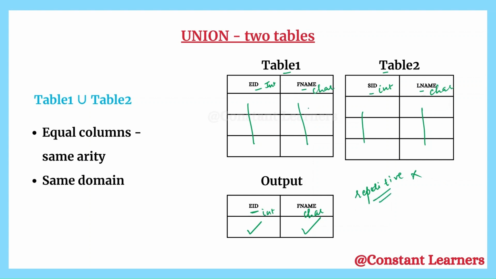For example, here we have a person named Rahul. And let's say here also we have Rahul. So this second Rahul will be eliminated in the output table. It will come only once. Alright, now.